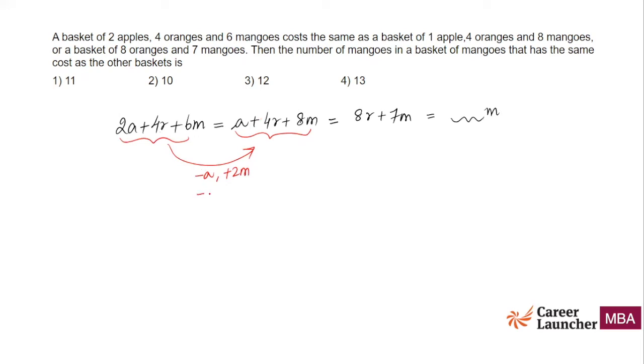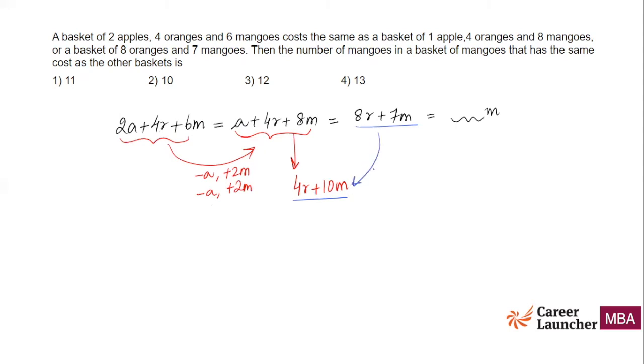So if I decrease this one by A and M will increase by 2, so this will change to 4R plus 10M. So this is what we get. Now, if we look at these two, we have to convert everything to M.